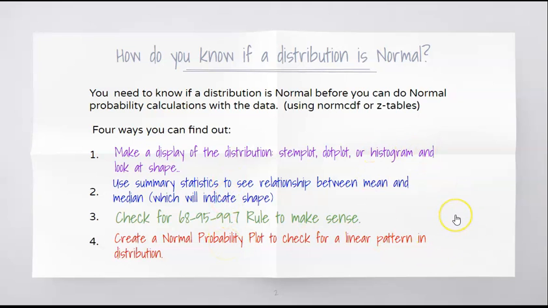Now, you don't have to do all 4 all the time. It just depends on what they give you. Sometimes they give you summary statistics, sometimes they give you all the data, sometimes they don't give you anything but a mean and a standard deviation. So it just depends on what the question is giving you as to which method you're going to use to determine normality. So we're going to walk through each one of these in this presentation.